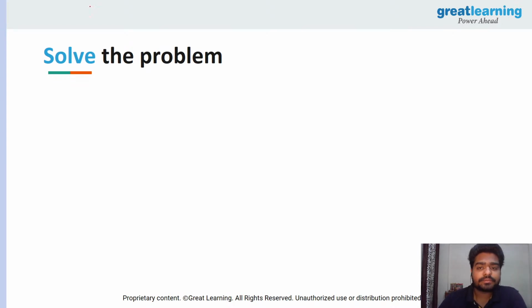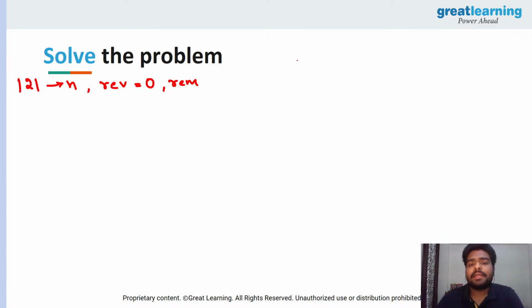Okay, let's do it. First of all, let's take the number. The number which I have taken is 121, and I'll give it to n. N is my variable. I'll also take one more variable, rev, and I'll give it the value 0. First, the reverse is 0, okay? And I'll take one more variable, remainder. Fine. Now let me show you what I'm actually doing here.